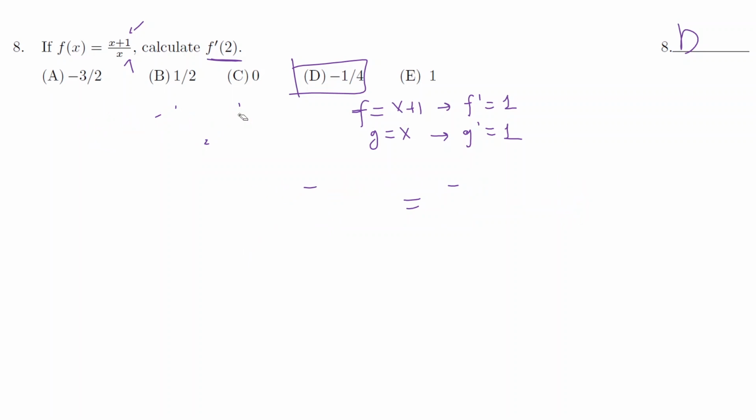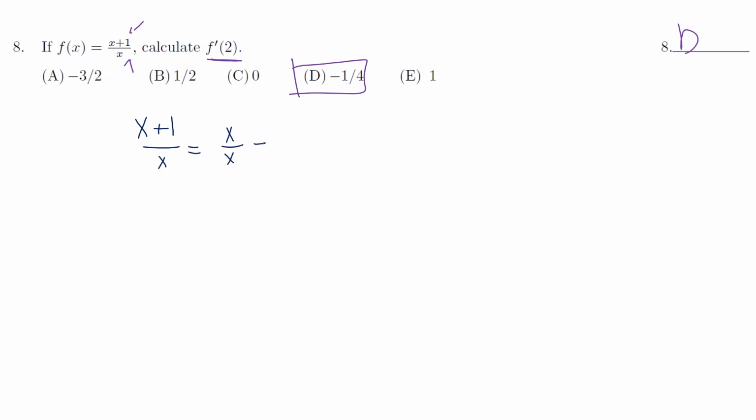And here we had to do the quotient rule. Here, another way is to identify the fact that you can actually split that given fraction into two fractions. So let me start. If you have x plus 1 over x, here you can say that this is equal to x over x plus 1 over x. You can do this, of course. So this is equal to 1 plus 1 over x.